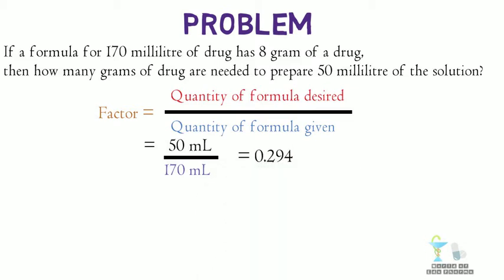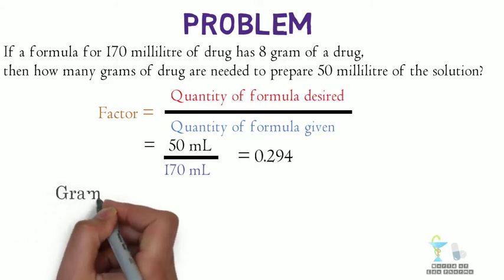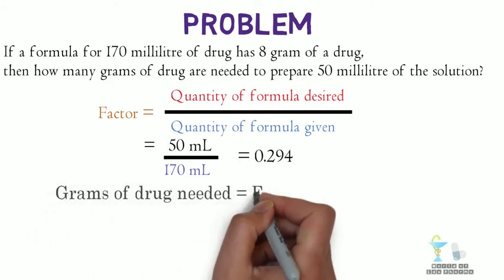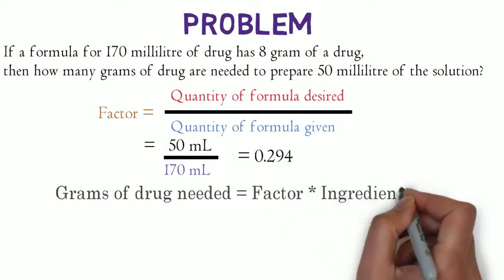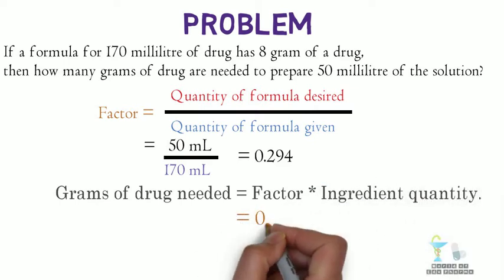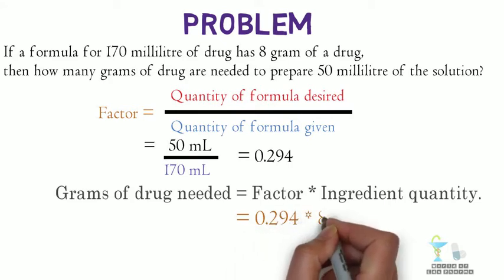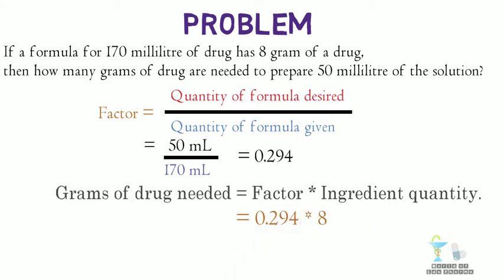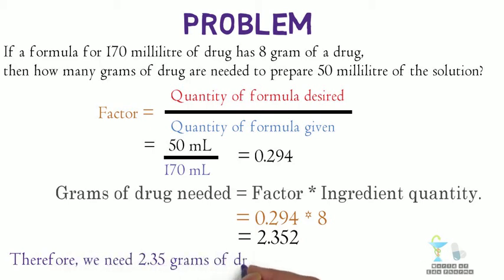The factor is less than 1, so it is obviously a reducing calculation. Now multiplying the ingredient quantity, which is 8 grams, by the factor 0.294, we get 2.352. Therefore, we need 2.35 grams of drug to prepare 50 ml of solution.